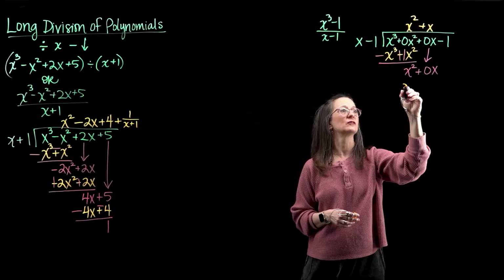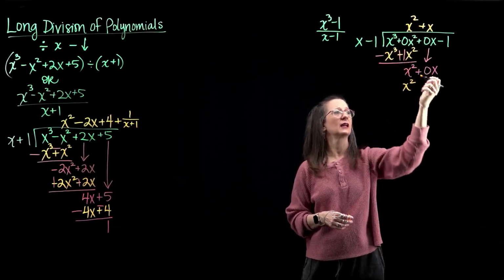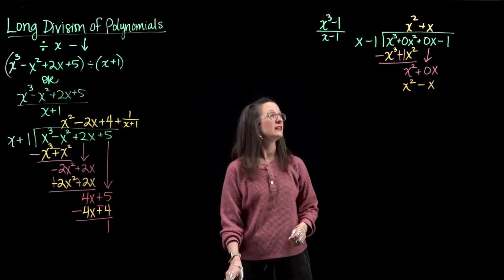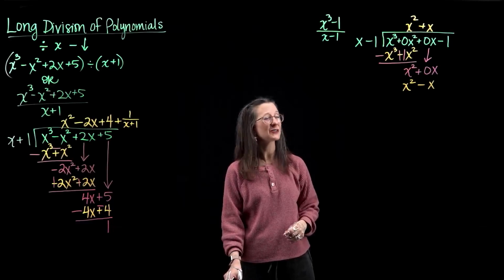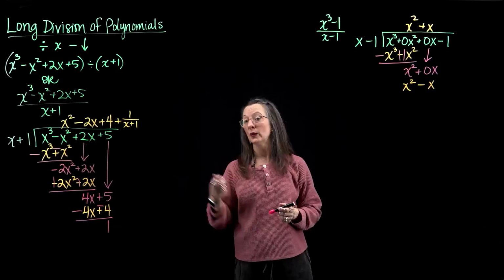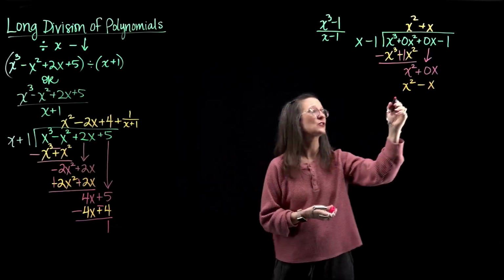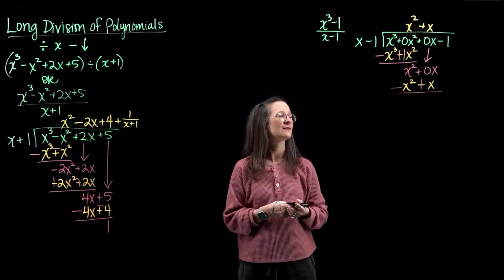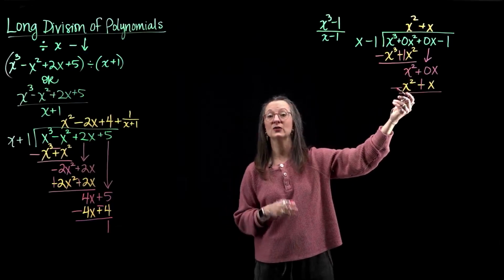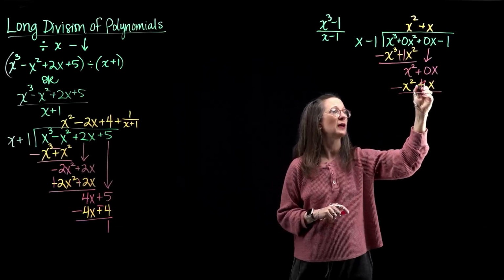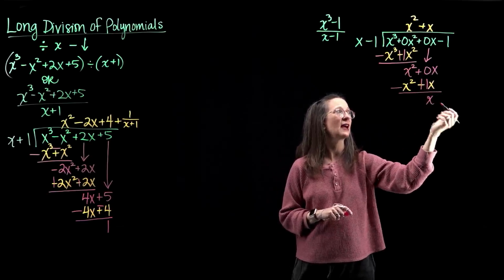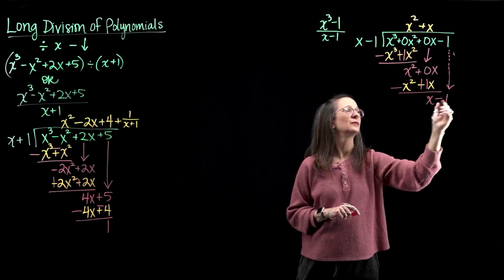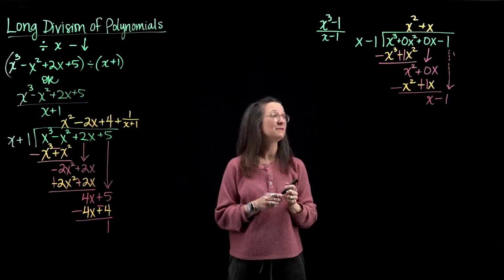So I'll write plus x above the plus 0x in our division. Multiplication, x times x gives me x squared. X times negative 1 is minus x. So underneath the x squared plus 0x, I have x squared minus x. We're going to subtract that entire line, so we will draw the line and change both signs. So I have x squared minus x squared is 0. 0x plus 1x gives me just x. And I will bring down my next term, which is minus 1.